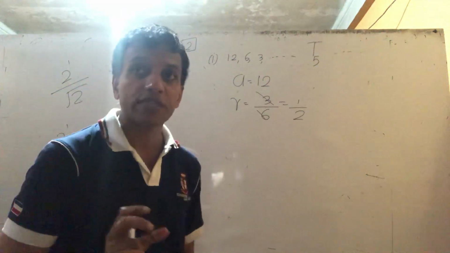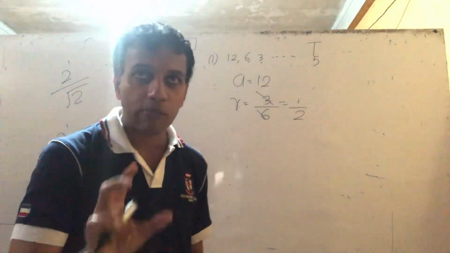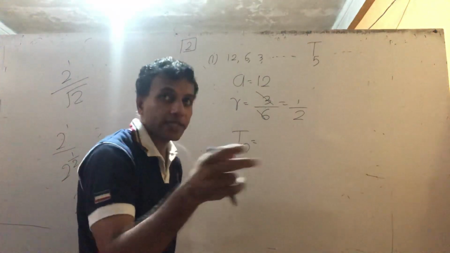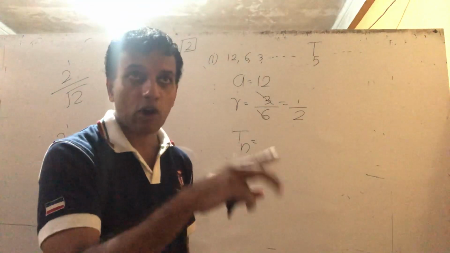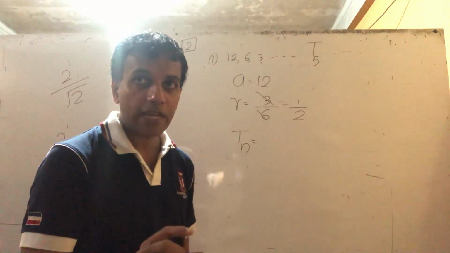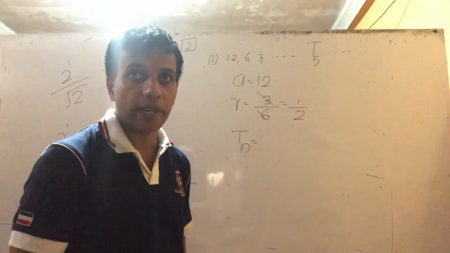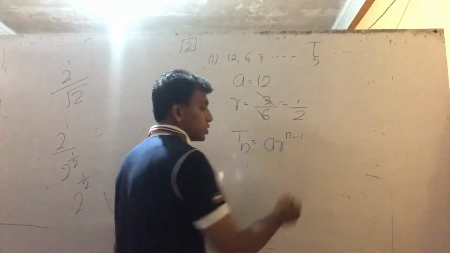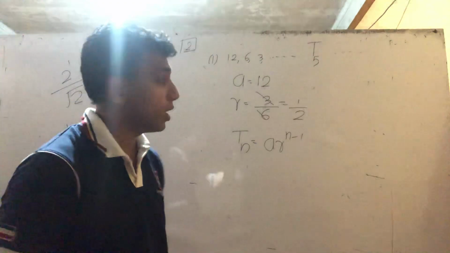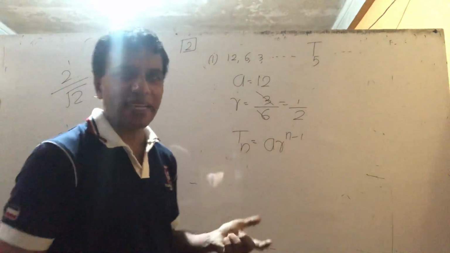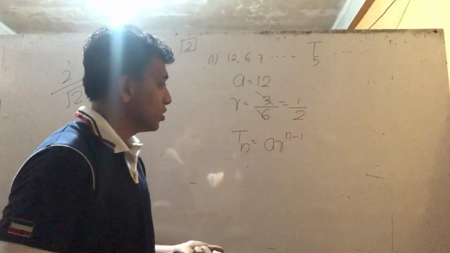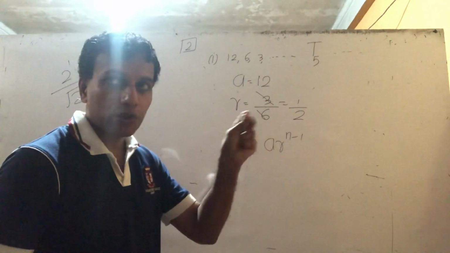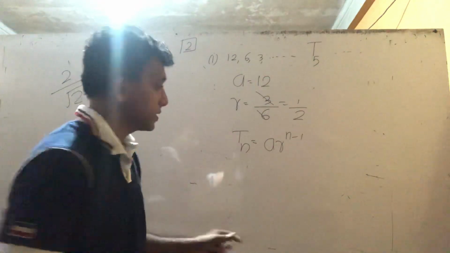So find the fifth term. Now we write the nth term formula. Tn equals a r to the power n minus 1. See the reference, pause the video and see where I gave the formula of the nth term. Tn equals a r to the power n minus 1. Now you substitute. Very easy chapter, this type of question is not hard, very simple. Only one formula there. You substitute the a, substitute the r, and find the answer.